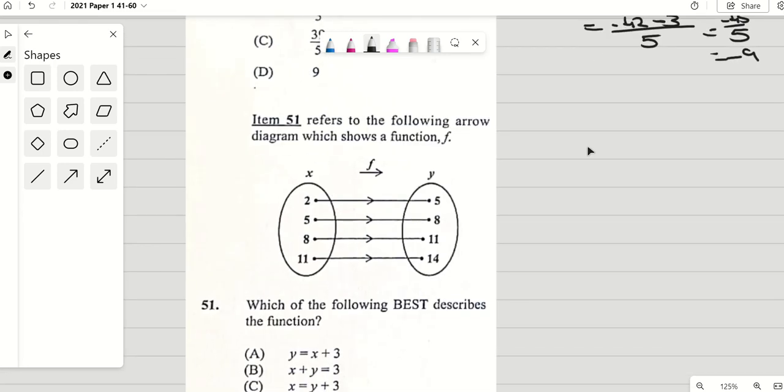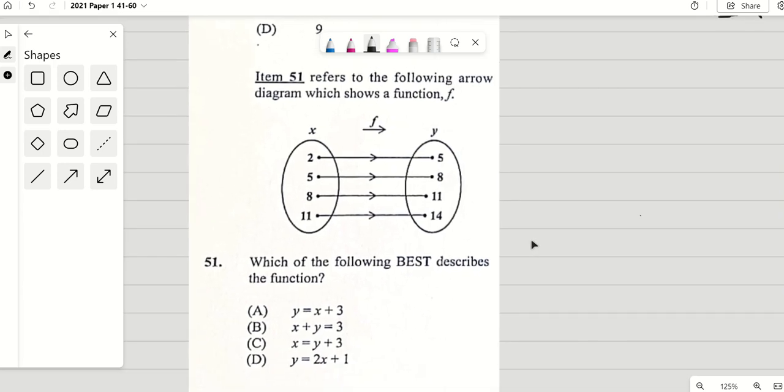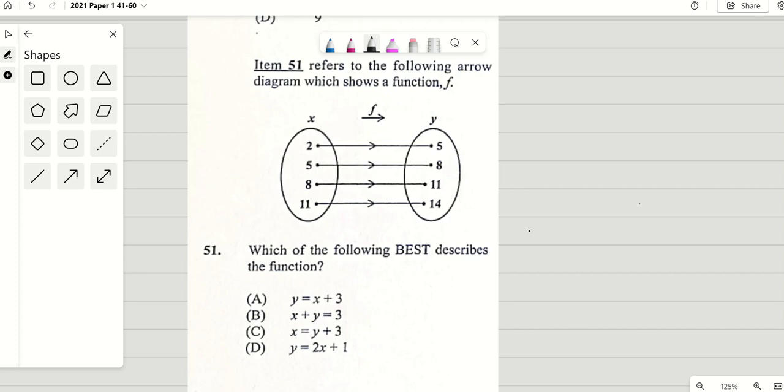Number 51. Item 51 refers to the arrow diagram, which shows a function. So it's going from x is 2, y is 5. So let us put it in the equation and see if we can get it. Right? Let's try the first one. y is equal to x plus 3. So when x is 2, that means y is 5. So 5, is that 2 plus 3? Yes, it works for the first one.